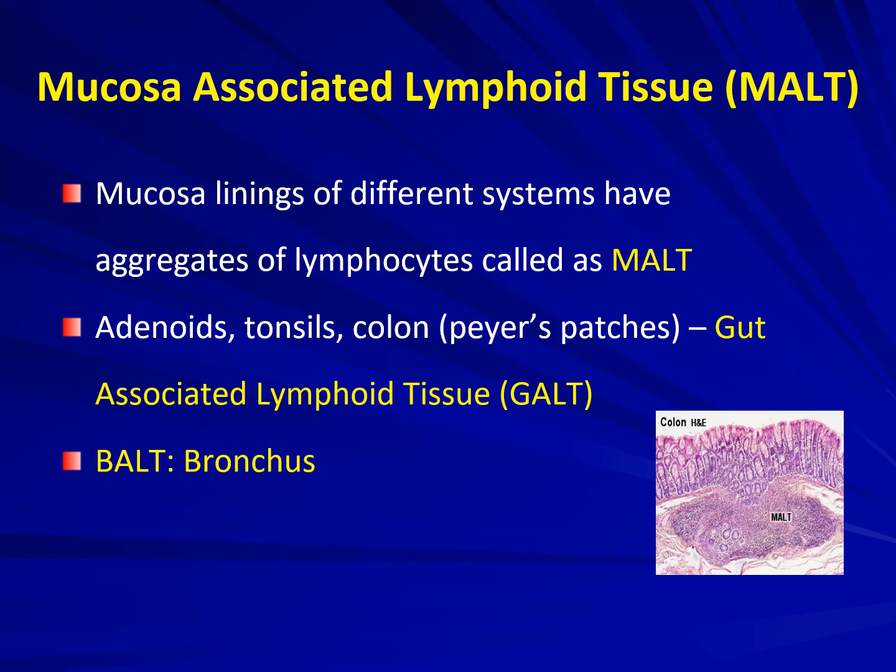What is MALT? Mucosa associated lymphoid tissue. The mucosal linings of different systems have aggregates of lymphocytes called MALT. Based on the different places in the body, it has different names. Adenoids, tonsils, and the colon, that is Peyer's patches, can all be labeled as gut associated lymphoid tissue or GALT. Present in the bronchus, if those aggregates of lymphocytes are there, then this is called BALT.